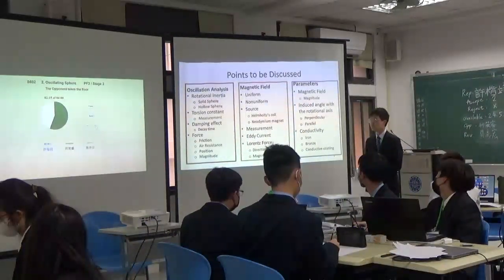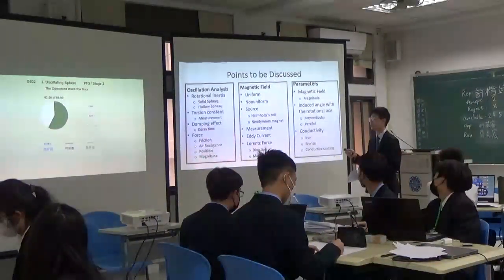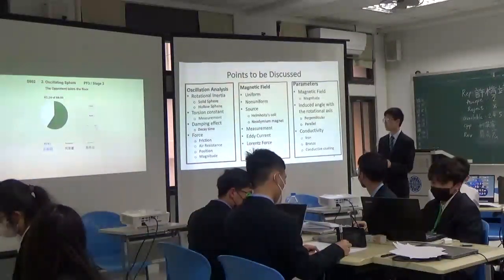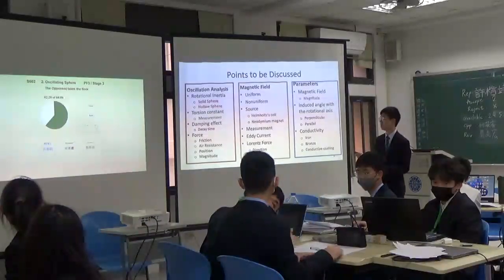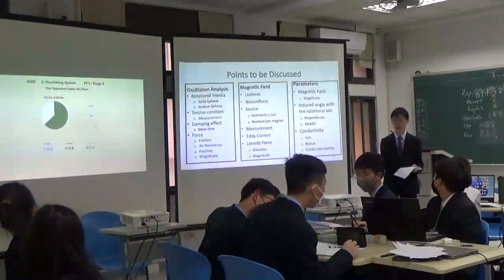So for the oscillation analysis, I want to discuss the rotational inertia, how it will change with a solid sphere and a hollow sphere, about the structure of this conductive metal sphere. And I also want to discuss how you measure the torsion constant inside the system, and how the damping effect will cause the decay time to be different.